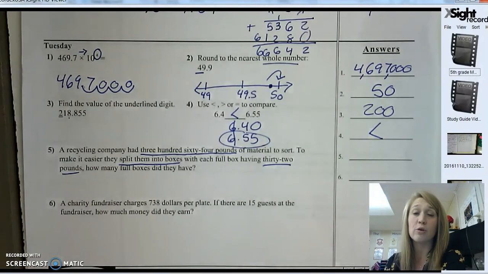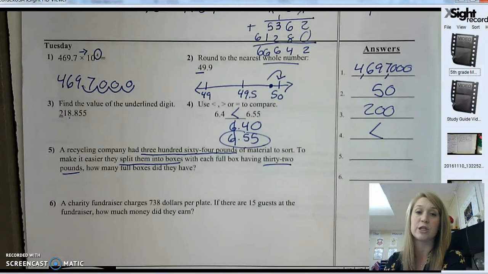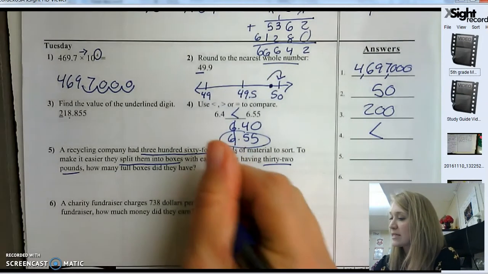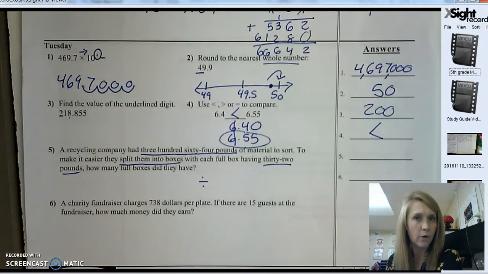So let's think of it like a human before we think about it like a mathematician. I'm going to take these pounds of materials, and I'm going to be splitting them into boxes. Well, what am I really doing? I'm dividing them into groups, into these boxes. So this is a division problem. Okay, but what am I dividing?